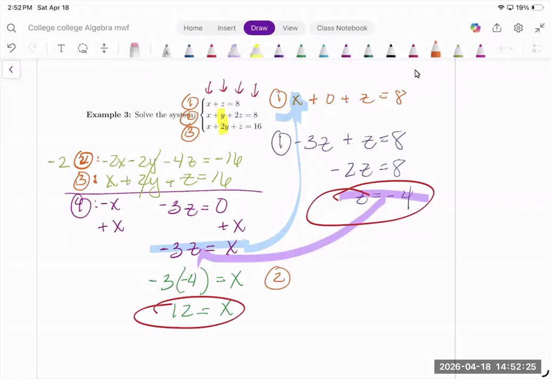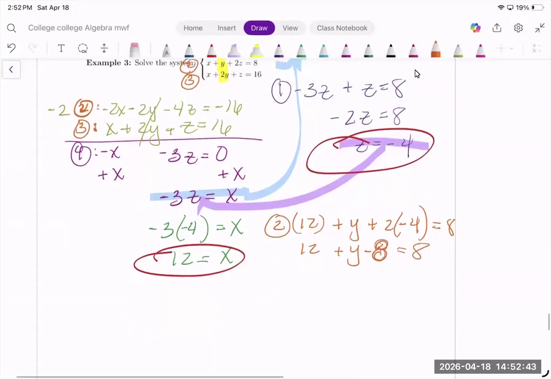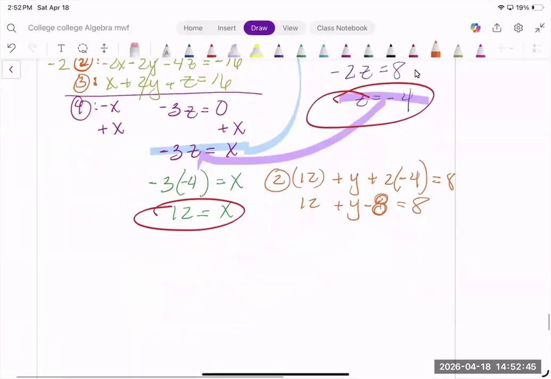So 2 says X, so 12 plus Y plus 2 times Z, which is -4, equals 8. So 12 plus Y minus 8 equals 8. Combining like terms on the left. 12 minus 8 is, why is my brain not working? 4 plus Y equals 8. So Y equals 8 minus 4 is 4.